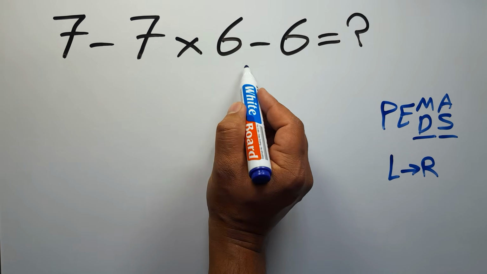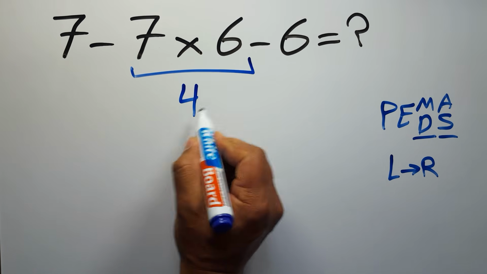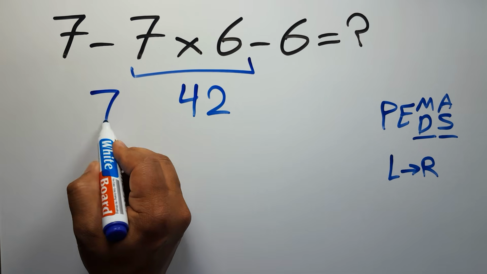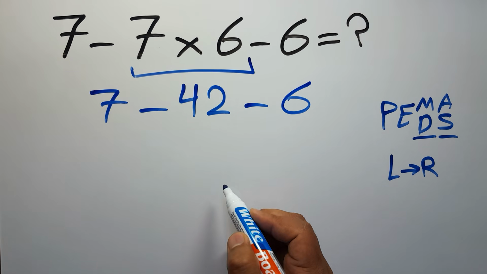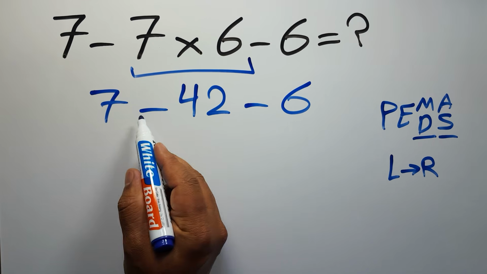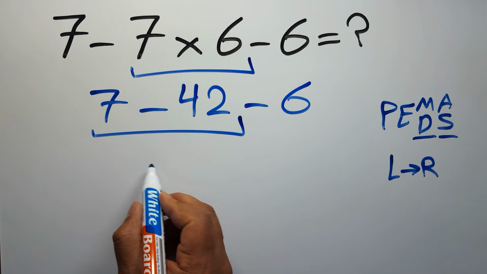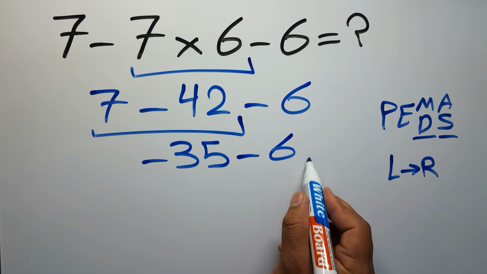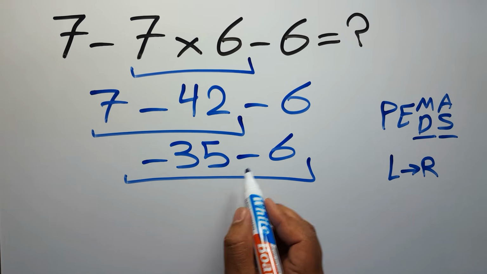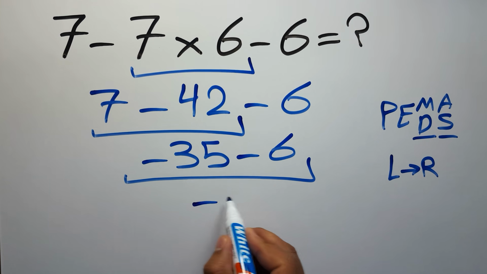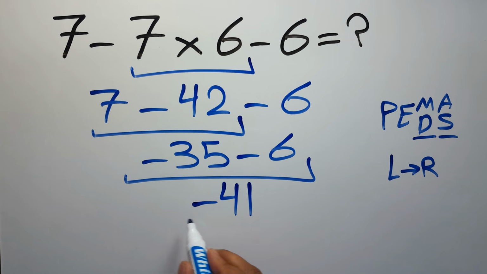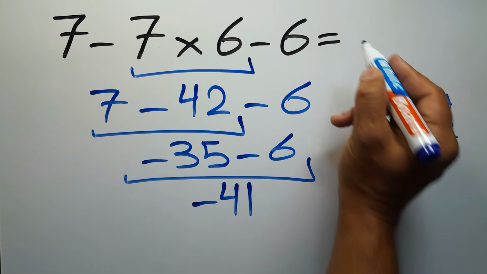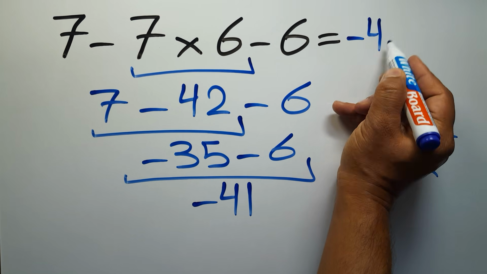7 times 6 gives us 42. So we have 7 minus 42 minus 6. Now we have to do this subtraction. 7 minus 42 gives us negative 35. Then minus 6. Negative 35 minus 6 gives us negative 41. And this is our final answer to this problem. The correct answer is negative 41.